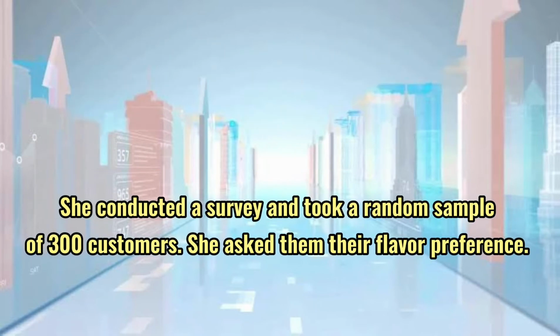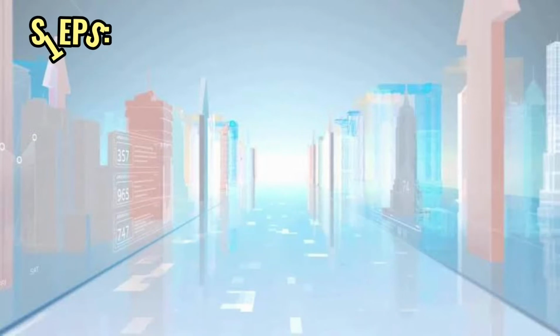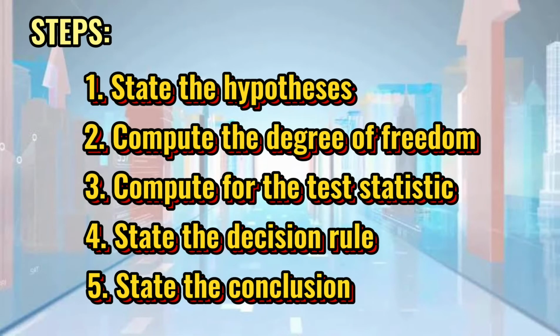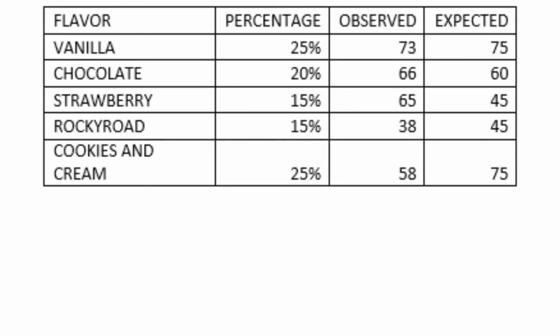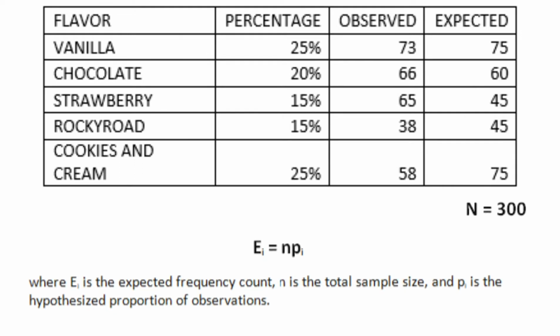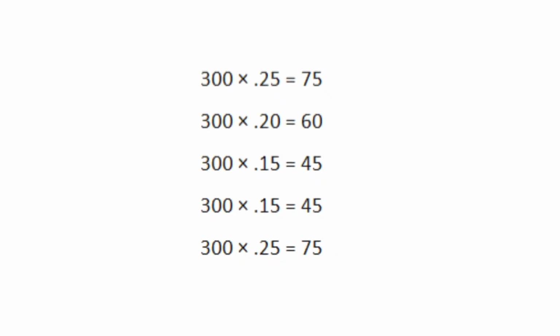She conducted a survey and took a random sample of 300 customers. She asked them their flavor preference. But first, here are the steps to compute for the chi-square goodness of fit test. So here's our table for our data. We computed the expected value through multiplying our sample size, which is 300, with the percentage of each flavor. The PI symbol stands for percentage in this table. Here is our calculated expected frequency.